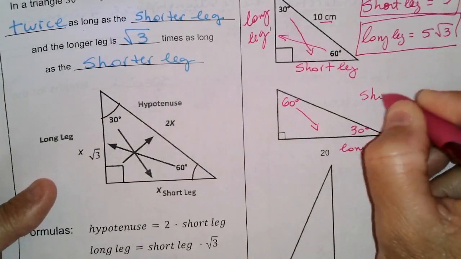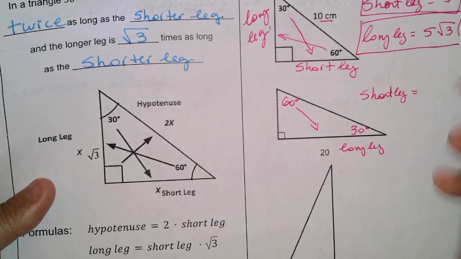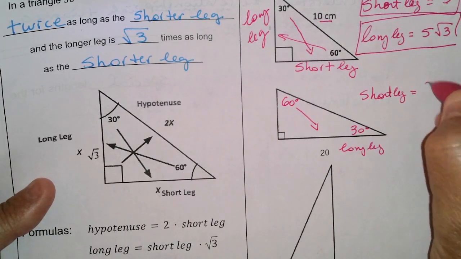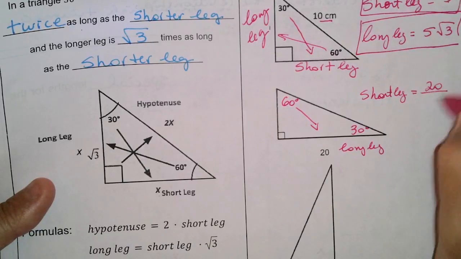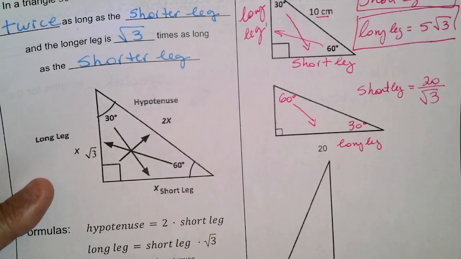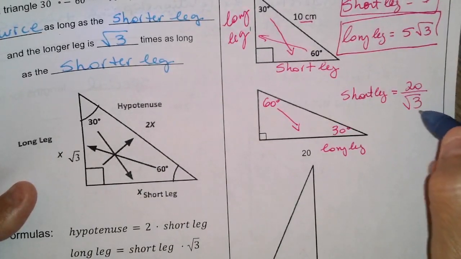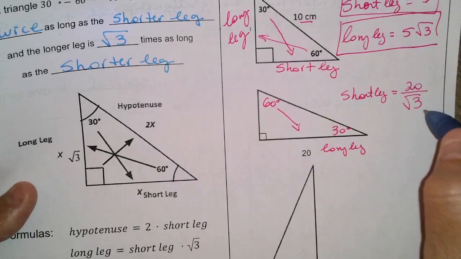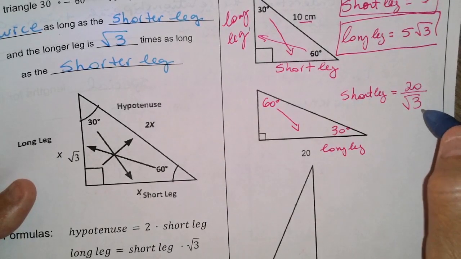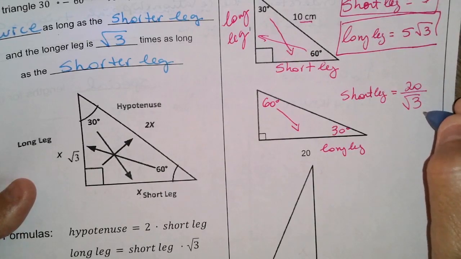So short leg equals long leg, which is 20, divided by square root of 3. Okay, now here's where it gets a little tricky. You have to remember, it's not allowed to have a square root in the denominator. So to get rid of that, we rationalize the denominator.